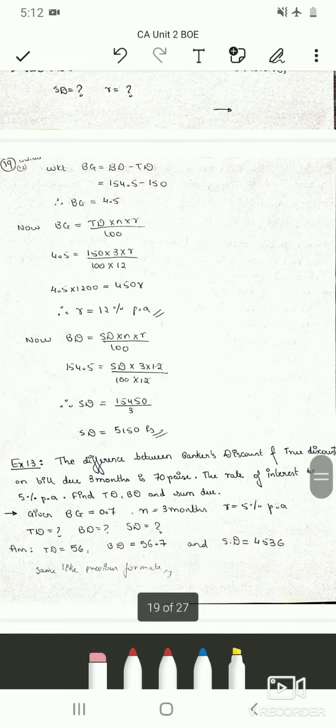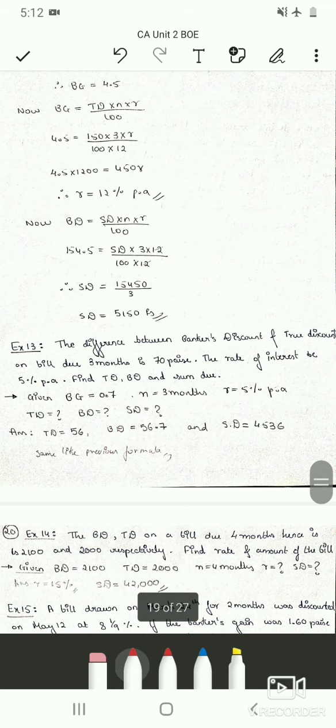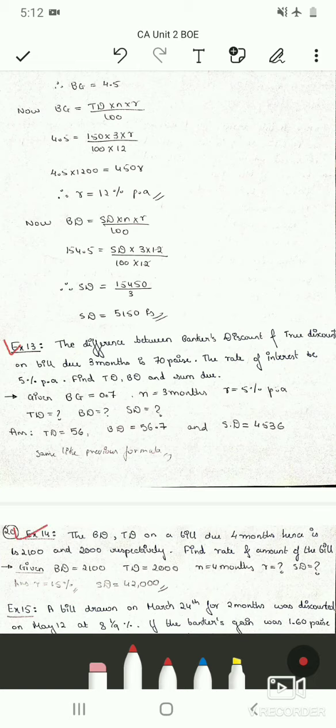You can refer to SharePoint. The notes are uploaded. So try to solve this. So examples 13 and 14 I want you guys to try. The question is very simple and similar.